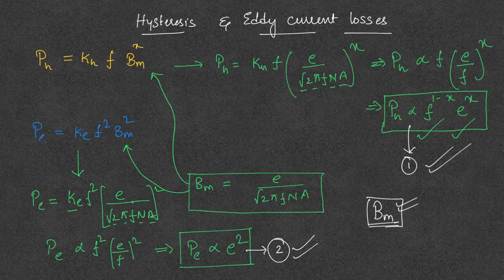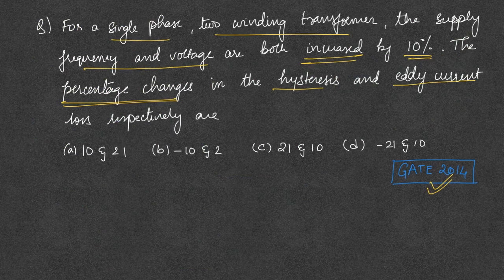So now coming back to the question, we have to find out the percentage change in hysteresis and eddy current losses. Let us say the initial frequency was F1, voltage be V1, the hysteresis loss be PH1 and the eddy current loss be PE1. This is the initial case. And next, what happened? The frequency and voltage are increased by 10%.